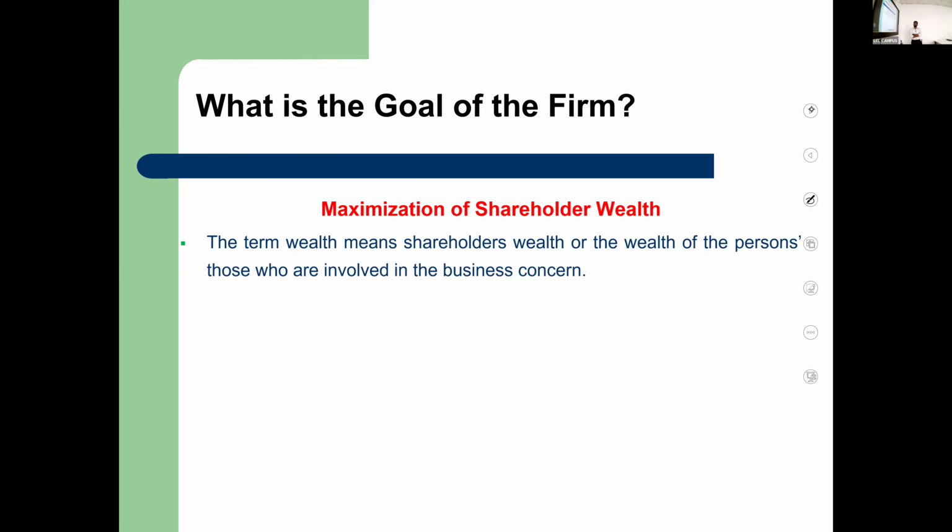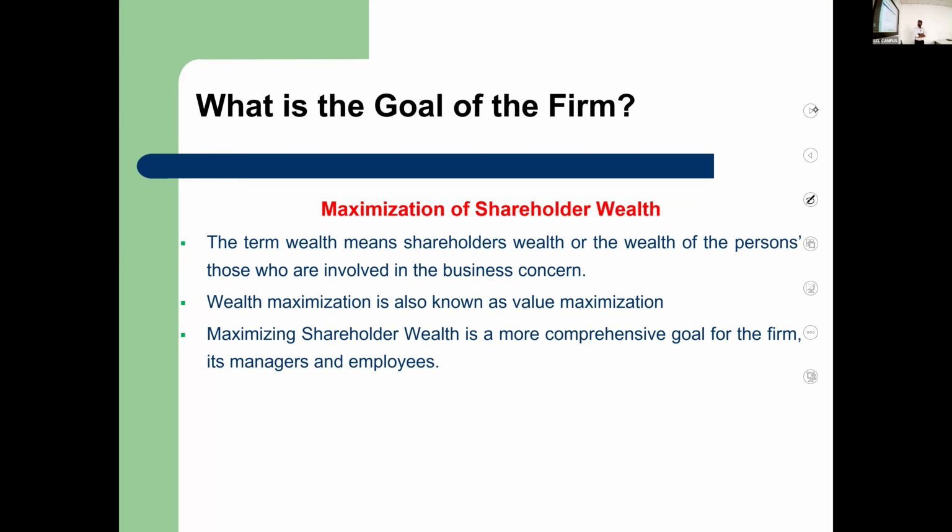The term wealth means shareholders' wealth or the wealth of persons who are involved in the business, right? Wealth maximization is also known as value maximization. These both are the same thing: wealth maximization and value maximization. If in the examination you are asked to explain value maximization, you need to explain the wealth maximization concept, right?